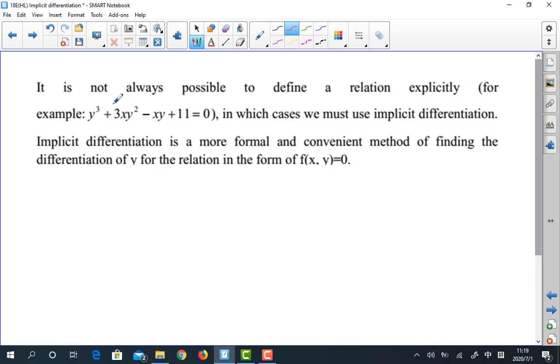It is not always possible to define a relation explicitly. For example, here is an example. There's no way for me to isolate y from x to form y equals f of x. In a case like this, we must use implicit differentiation to find dy over dx. Explicit differentiation won't work for this type of relation. Implicit differentiation is a more formal and convenient method of finding the differentiation of y for a relation in the form f of x, y equals 0, in which y cannot be isolated.